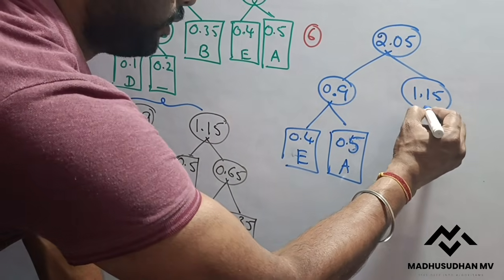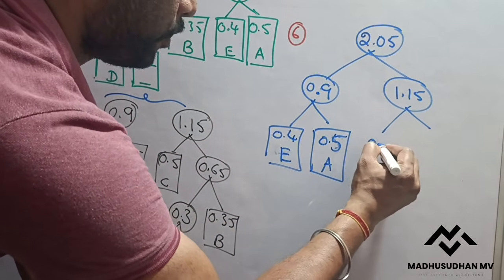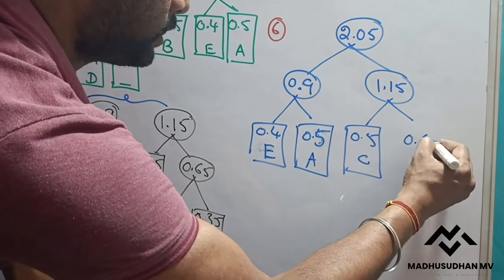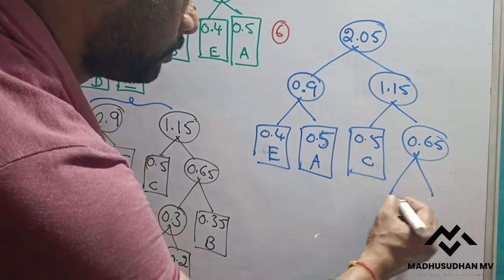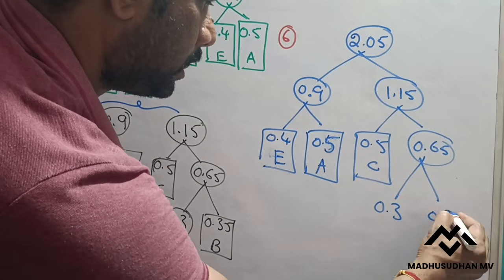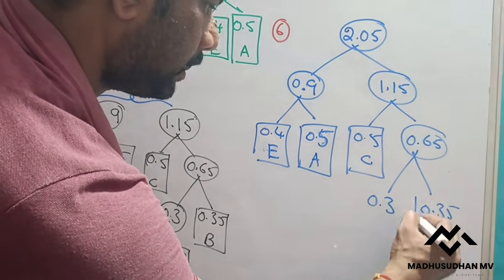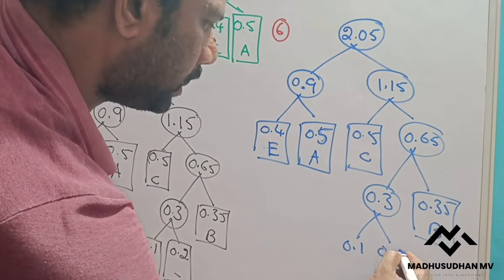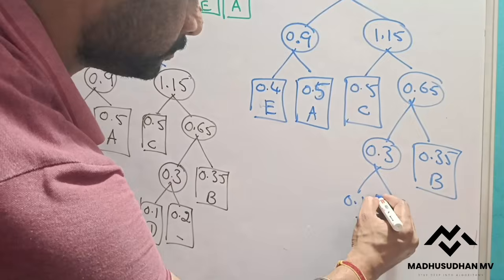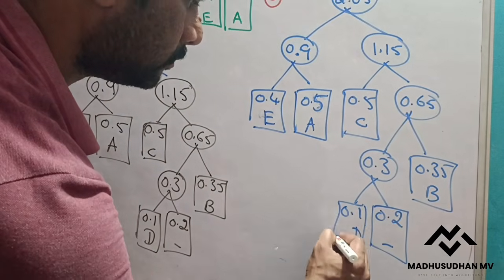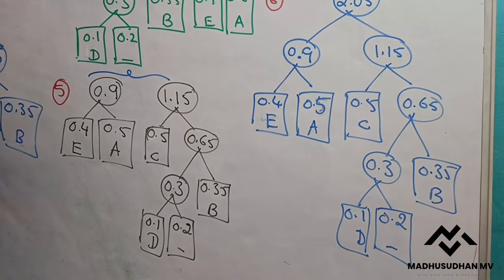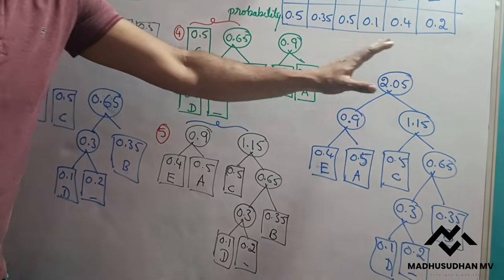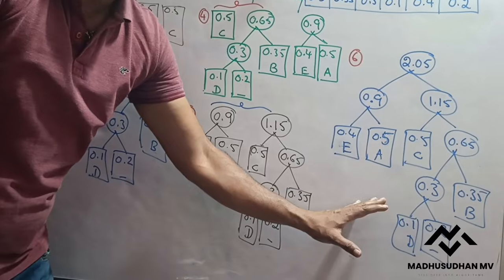Okay. So the 1.15 I got by adding 0.5, this is C, and this is 0.65, and this I got by adding 0.3 and 0.35. 0.35 is B, but 0.3 I got by adding what? 0.1 and 0.2. So this is my final tree. Okay, so here 50% of the task is done. This is the Huffman tree we constructed.